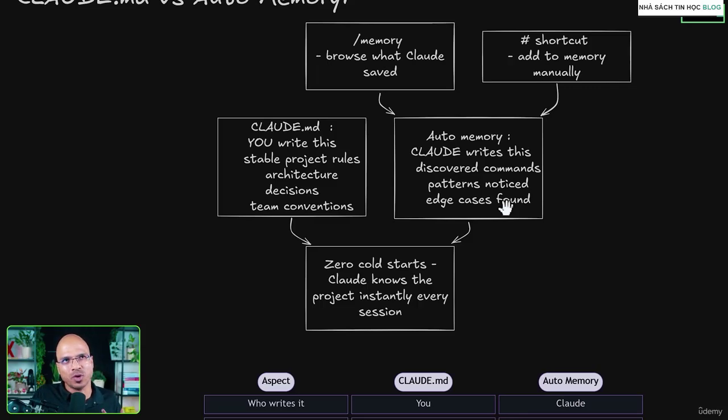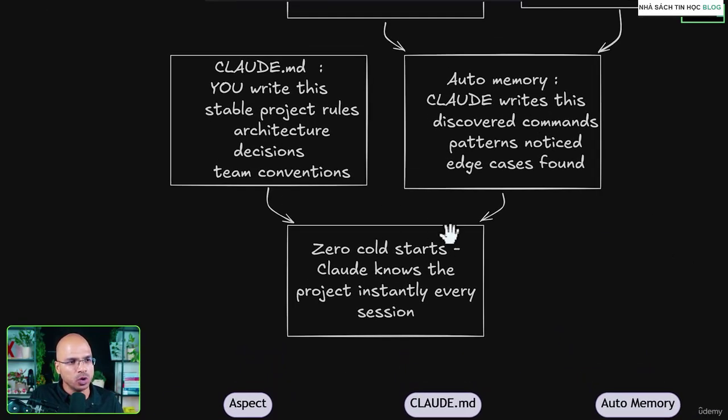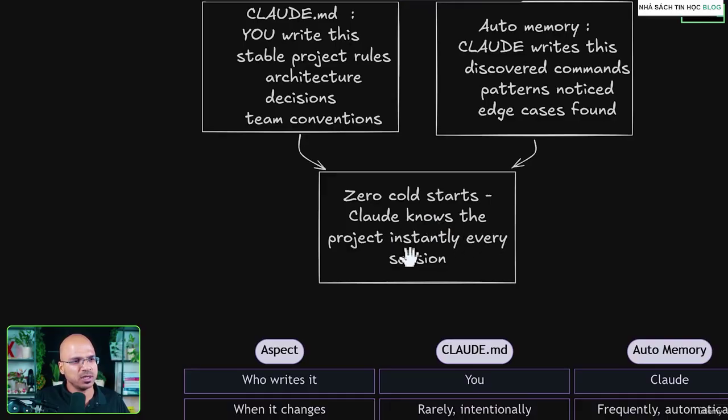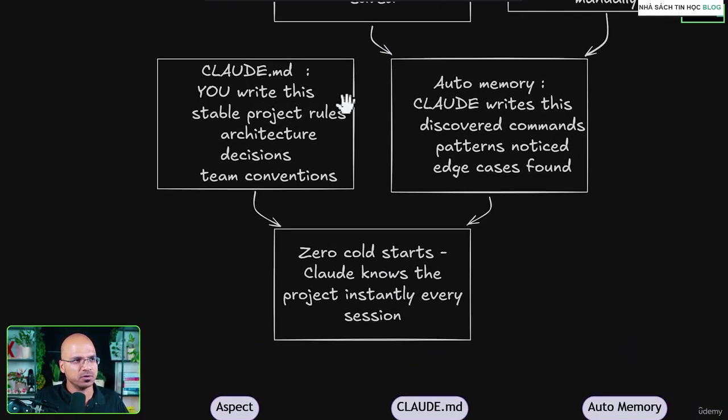But what if you manually want to add something to the auto memory? In that case, you can use the shortcut hash. You can say hash and type something, and that will go into the memory. Now when you start a new session, it will load data not just from the Claude.md file, it will also load data from the auto memory. And it's not going to take everything from the auto memory. Let's say we specified the Claude.md file should not be more than 200 lines. In the same way, in the auto memory as well, it will pick up the top 100 or 200 lines. So Claude writes these discovered commands and patterns, and Claude knows the project instantly every session. So Claude will pick up the data from this too.